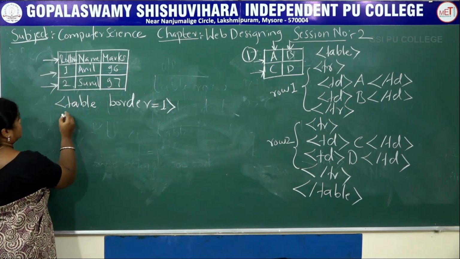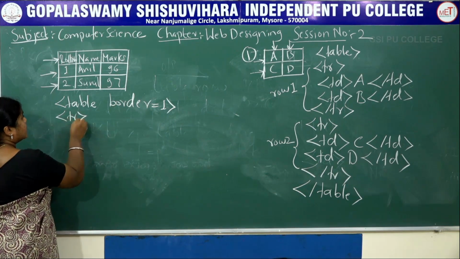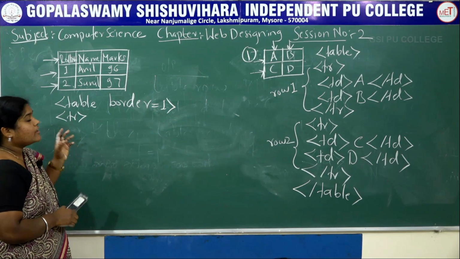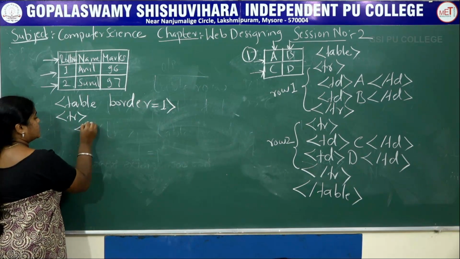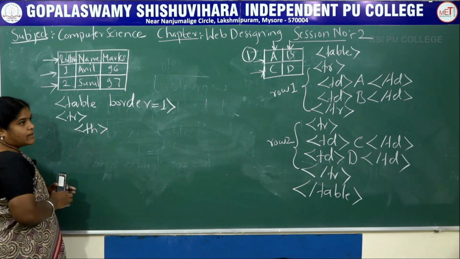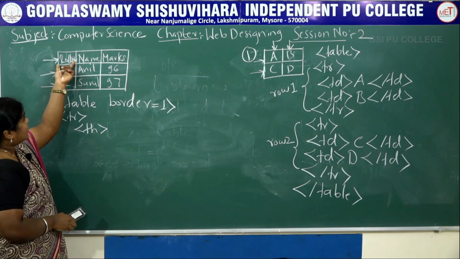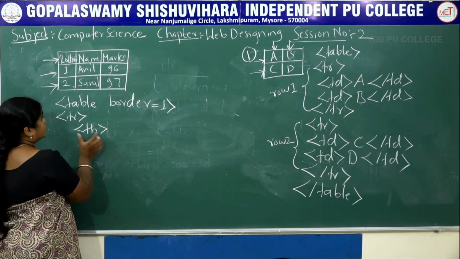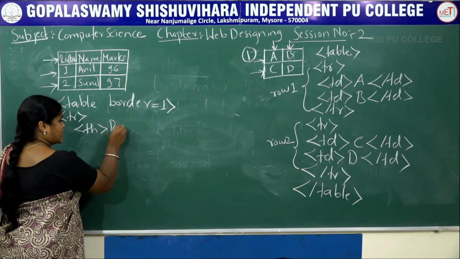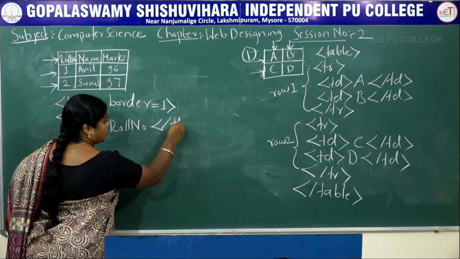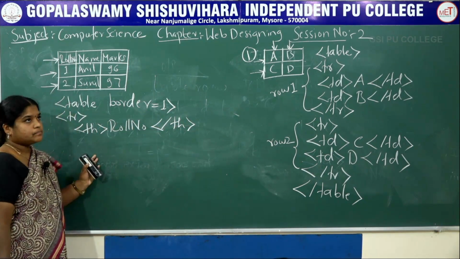Let's start with the first row. Now as in the first row all headings are included, we have to use the tag th. th stands for table heading. The first heading is roll number. So we have taken th. The first heading is roll number. Then we have to close that particular heading.